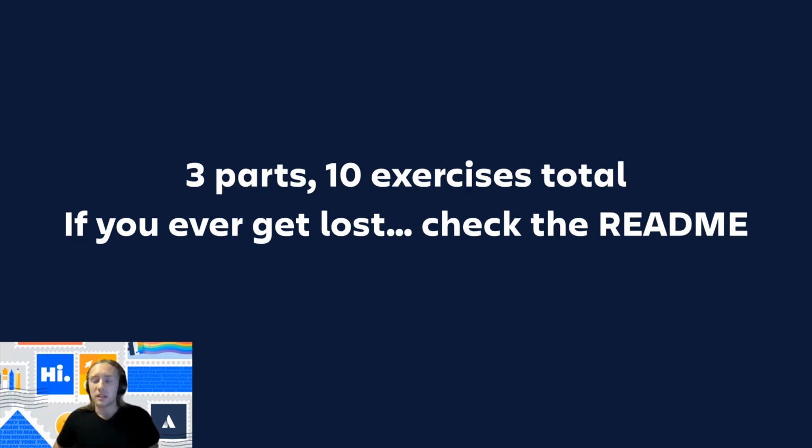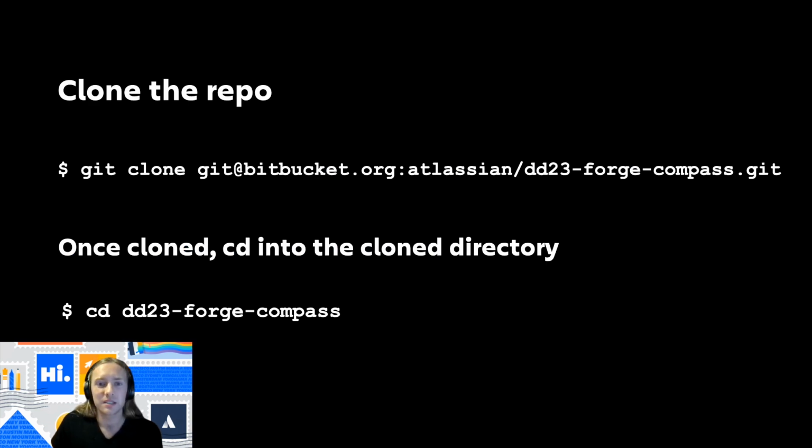All right, so like I said earlier, this workshop is going to have 3 parts. There's going to be 10 exercises in total with 4 optional extensions. While most people might be beginners to using Forge and Compass's capabilities, you might be very familiar and need an extra challenge. So we have optional extensions available to you to explore as well. If you ever get lost, there's going to be a README in the repo that we're working with. Please check the README for instructions. All right, so let's get started.